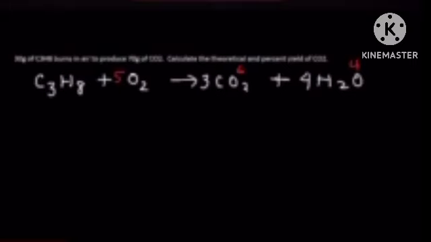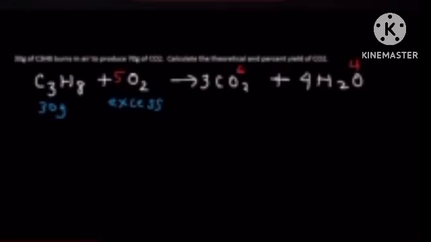Okay, let's make a list of what we know. We have 30 grams of propane. Now, it's burned in air, so we can assume that we have an excess amount of oxygen. Whenever you have two reactants, you need to identify what's the limiting reactant and what's the excess reactant. You always want to use the limiting reactant to calculate your theoretical and percent yield, never the excess reactant.